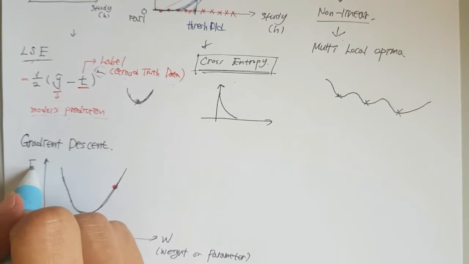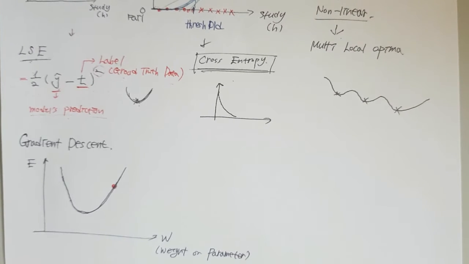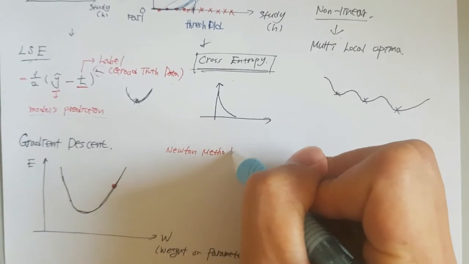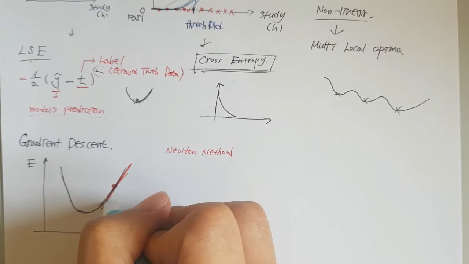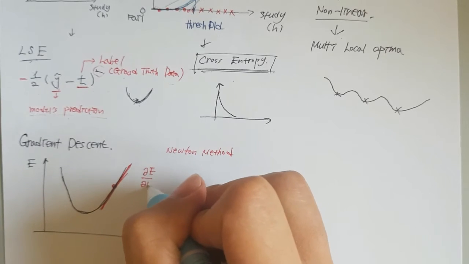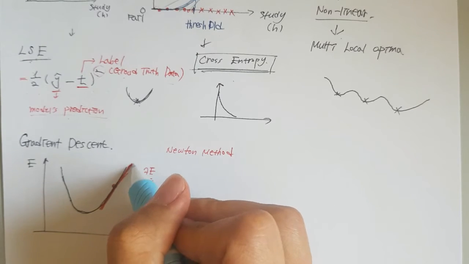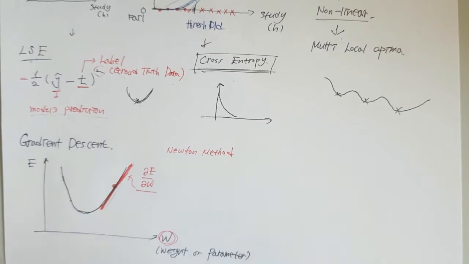And this axis will be error. So here we are going to use Newton's method. Because of the definition of derivative, if we calculate this derivative with regard to the weight, then it will be the slope. This will be the slope of this line.